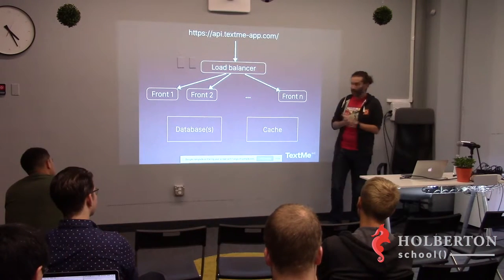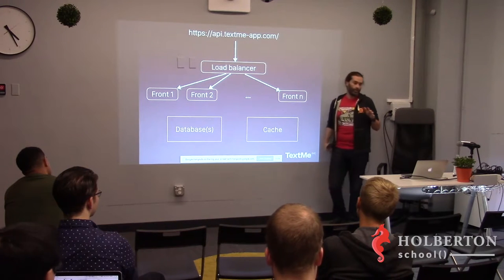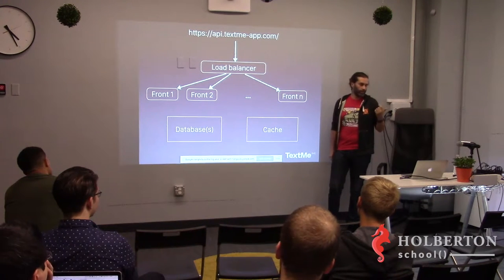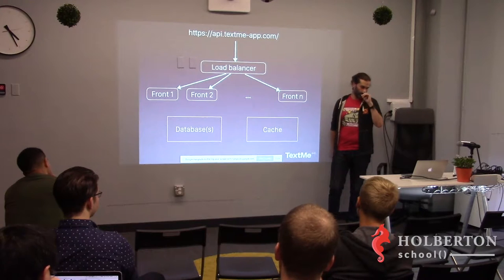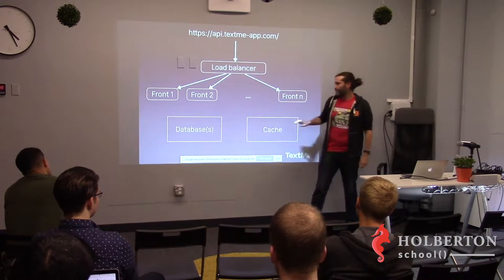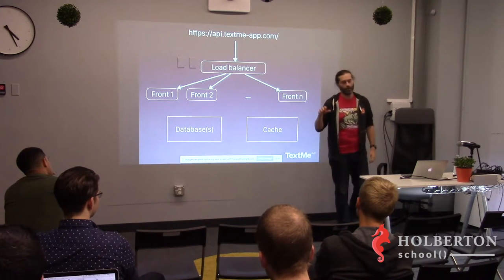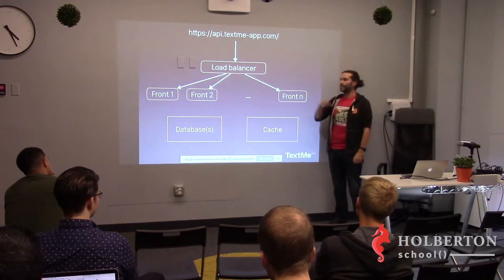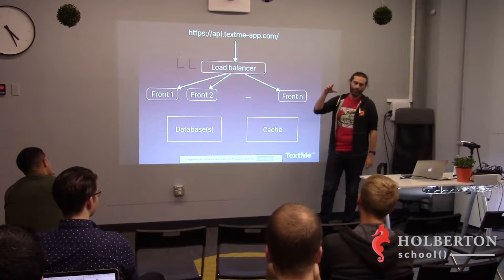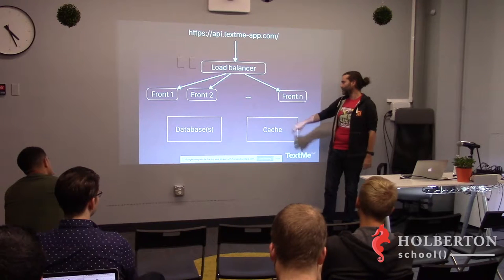Everything is automatic. So these front-end servers are running the back-end code, that's Python, Django, and some push system for Android and iOS. And we have our data sources, databases. So we have a main database and a billing database. Every database is replicated with a read replica. And we also have a cache system.